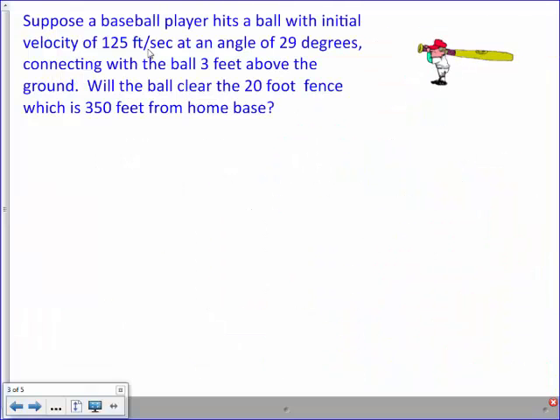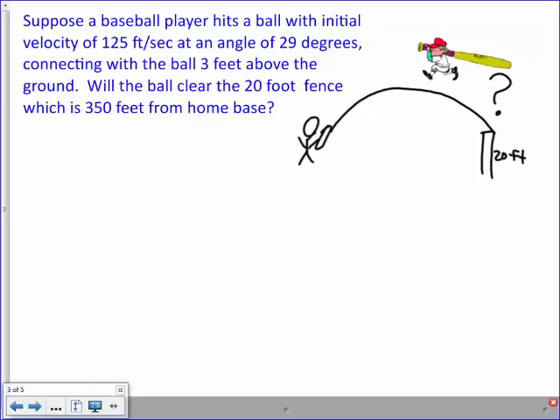For example, here, this says, suppose a baseball player hits a ball with initial velocity of 125 feet per second at an angle of 29 degrees, connecting with the ball 3 feet above the ground. Will the ball clear the 20-foot fence, which is 350 feet from home base? Okay, so some of you might even like to draw a little picture right off the bat. So you got your little baseball player here, and he's swinging a bat, and he hits a ball, and he's trying to see if it clears this 20-foot fence. So his ball is going up, and it's coming down, and we're trying to see, is it going to clear that fence right there?